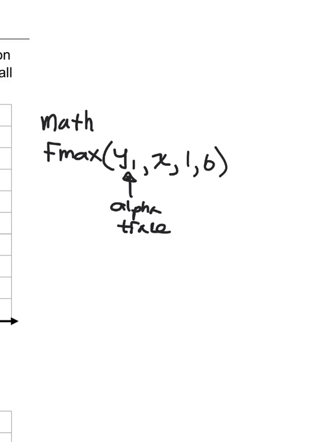But again, alpha trace y1 comma x comma 1 comma 6. I'm using 1 and 6 because I know the x value that leads to my maximum is definitely between those two numbers. Then I hit enter. Now the calculator again is a little iffy with how it rounds, but it's saying 2.5. So my axis of symmetry is x equals 2.5.